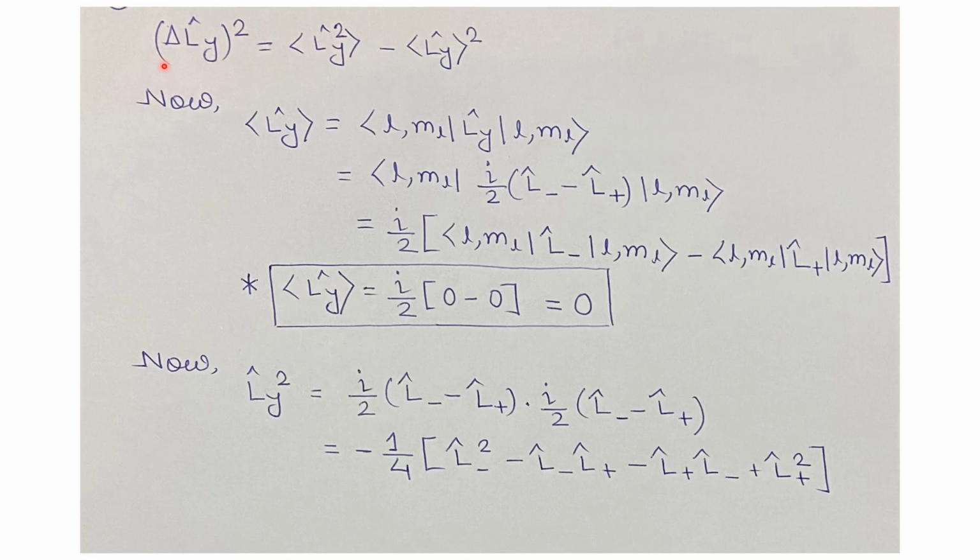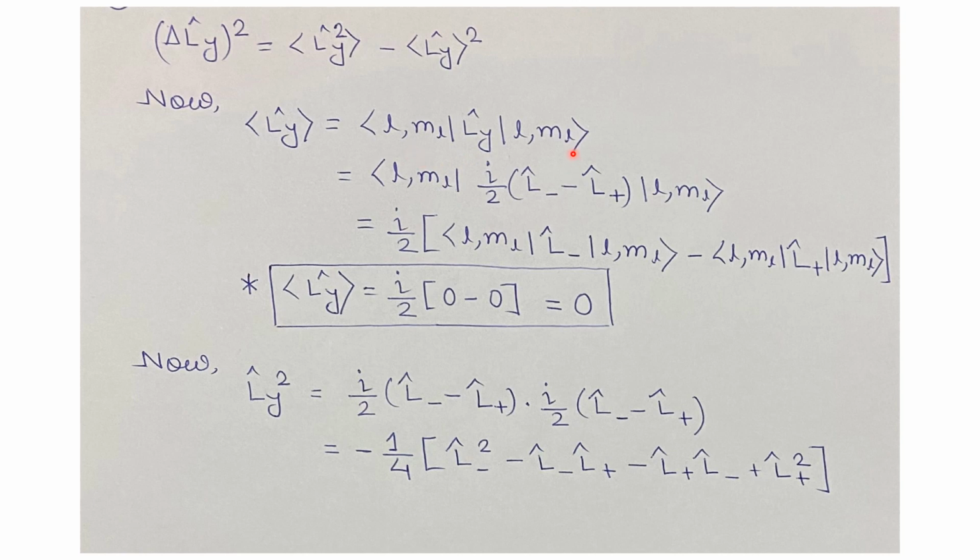Now we have to find this quantity, that is (ΔLy)². So this means basically the expectation value of Ly squared minus the expectation value of Ly, whole squared. Now we will find this expectation value of Ly. So this means Ly is sandwiched between this same state, that is |L, ml⟩.